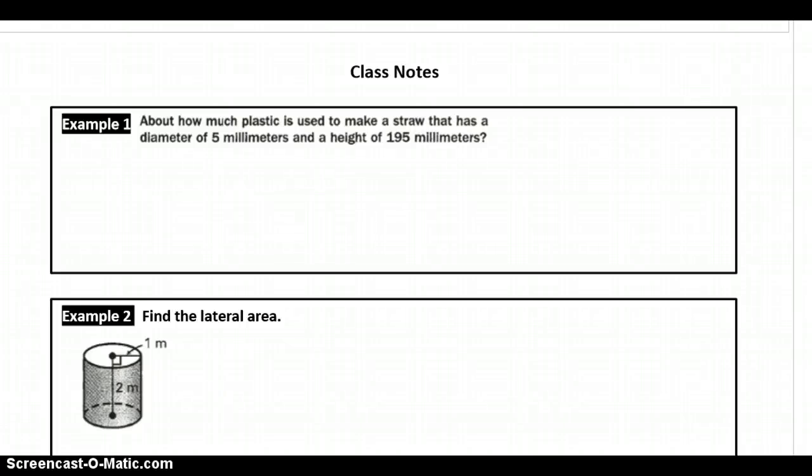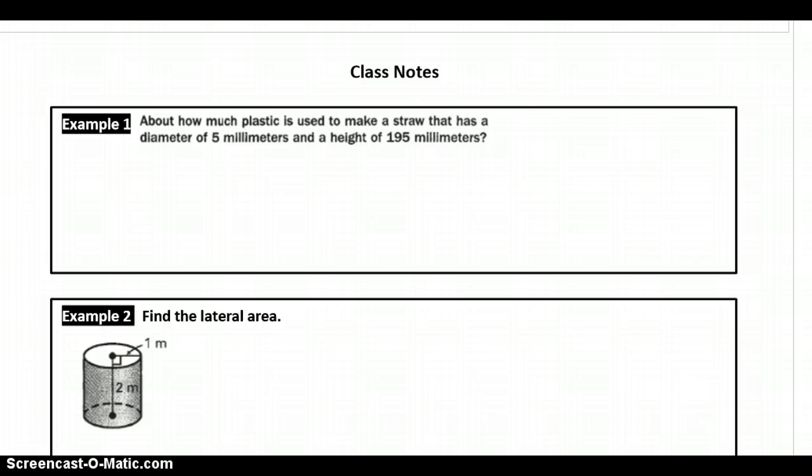Area of a cylinder, okay? So, who remembers from 9.1 what a lateral face was? What is it, Mario? The face around other than the two bases. Okay, so lateral faces is anything besides the base, any of the other sides. So in a cylinder, the lateral faces are just the sides of the cylinder.